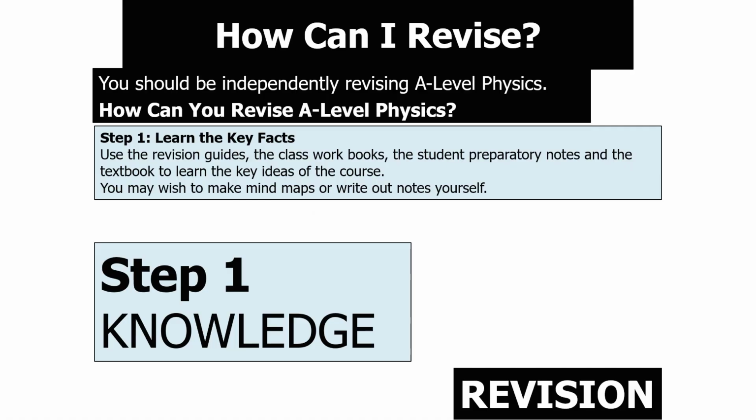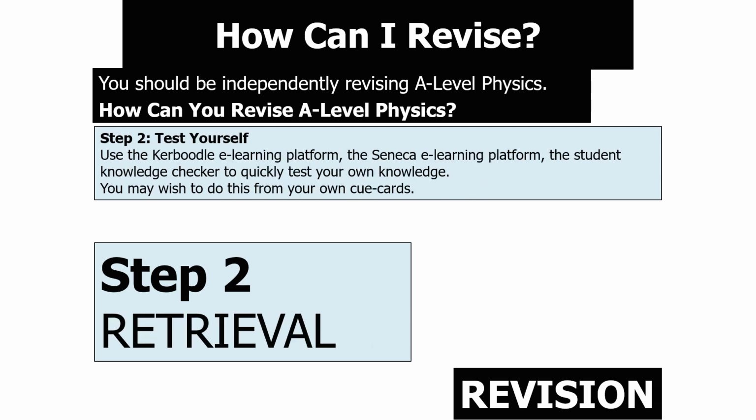So how should you be revising for your A-Level Physics? Well, the first step is to learn the key facts. Use revision guides, class workbooks, student prep notes and a knowledge checker to learn the key ideas of the course. Now you may wish to make mind maps or to write out the notes yourself. Secondly, test yourself. Use things like Caboodle, Seneca, knowledge checkers to quickly test your own knowledge, and you may wish to do this from your own cue cards.